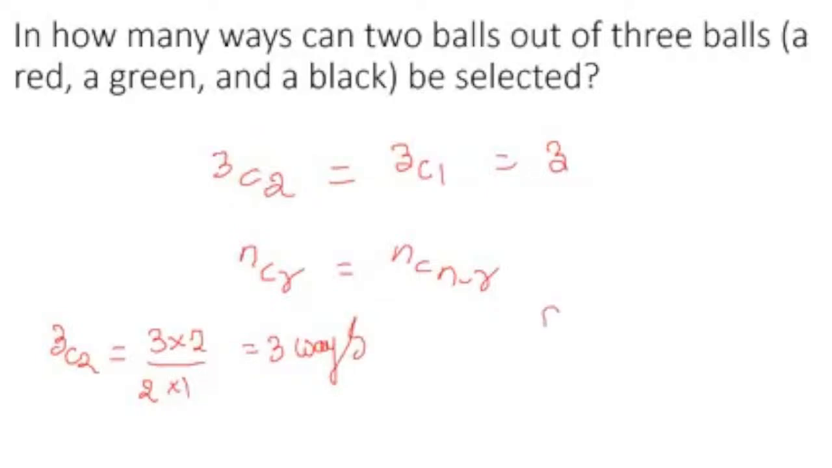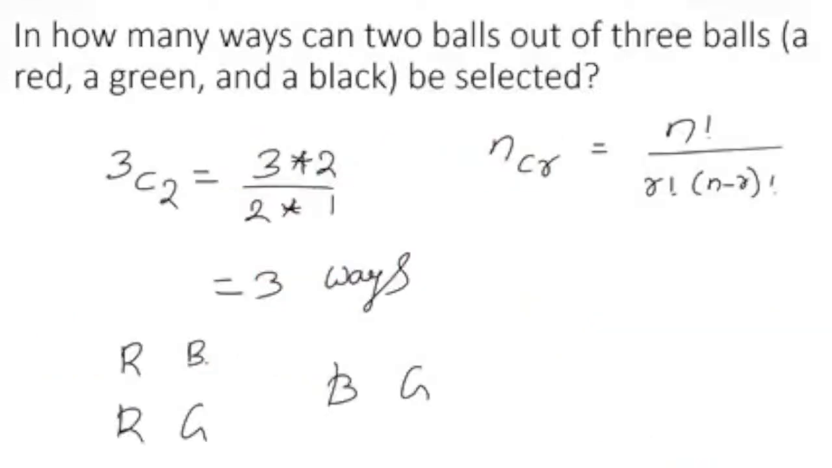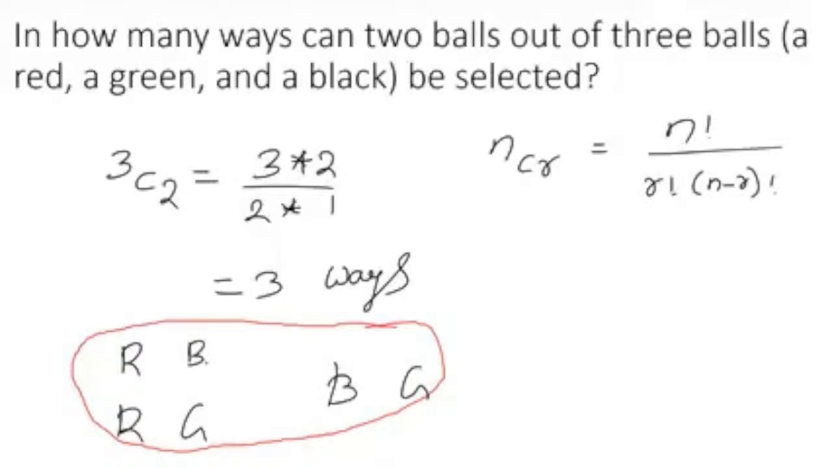Suppose 5C3 means 3 elements in descending order, 5 into 4 into 3 by 3 into 2 into 1. It should be 10 ways. So 5C3 is the same as 5C2, meaning 2 elements in descending order divided by 2 into 1, which will be 10 ways. So 5C3 and 5C2 both are the same here. So generally I can theoretically do it like this: RB, RG, BG, that is red black, red green, black green.